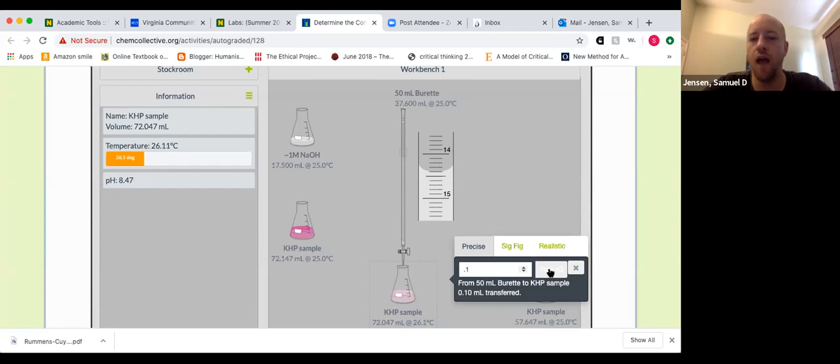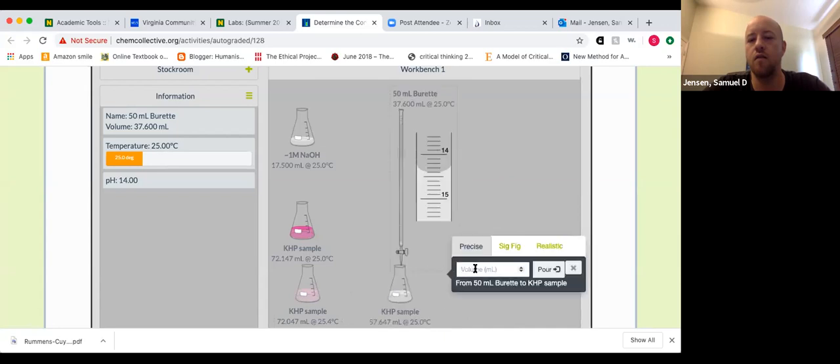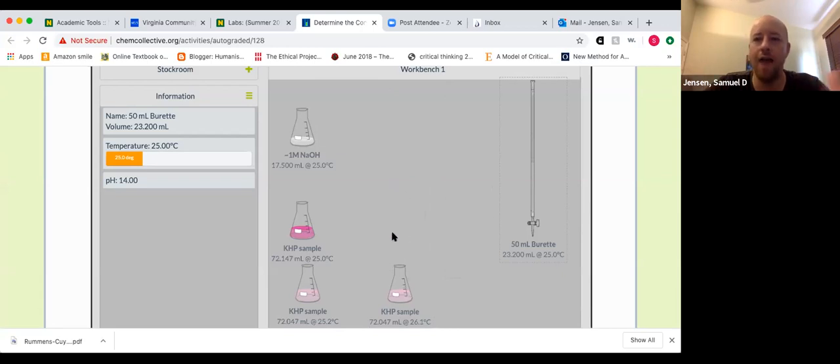Pretty consecutive values, right? Record initial and final volume, etc. Sample 3. 14 milliliters. Boom. All right, 3 samples.